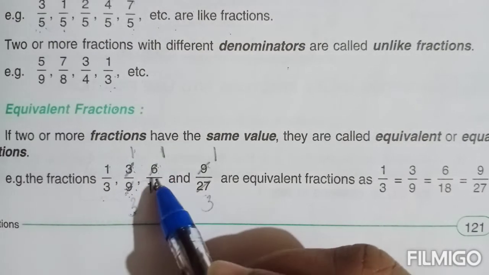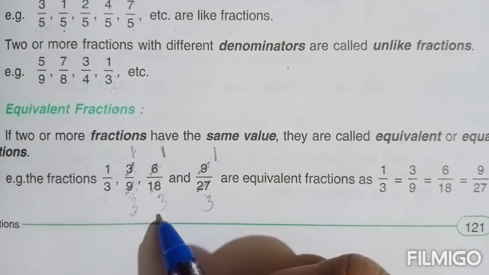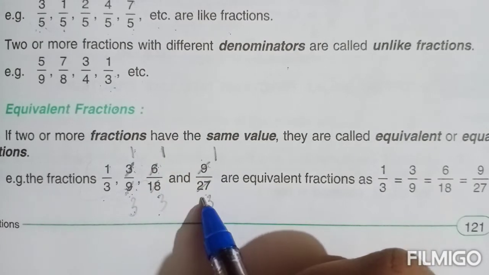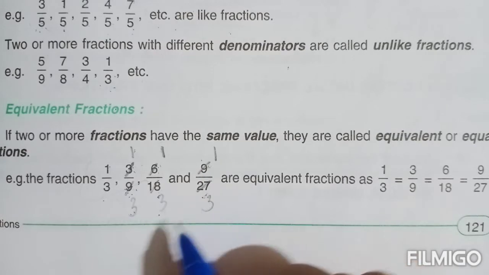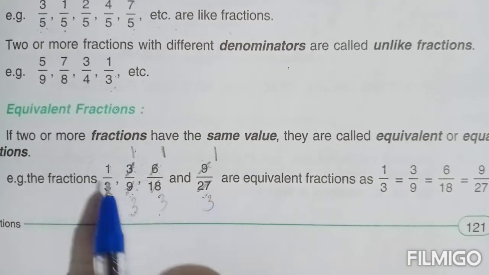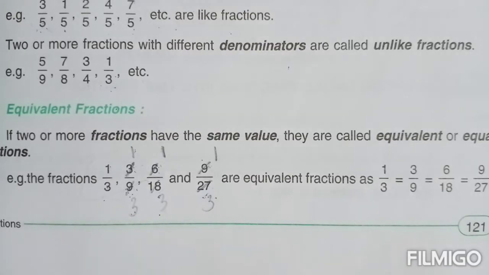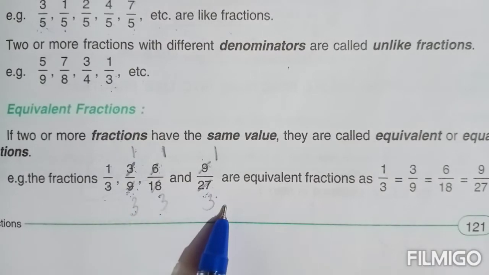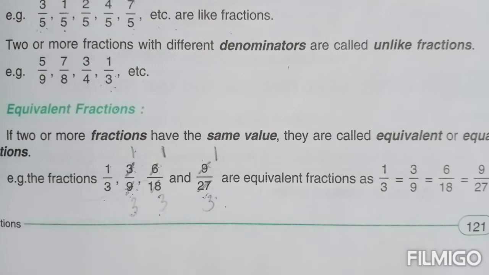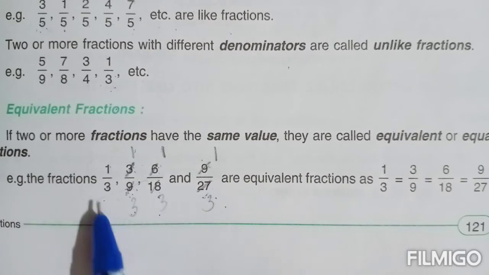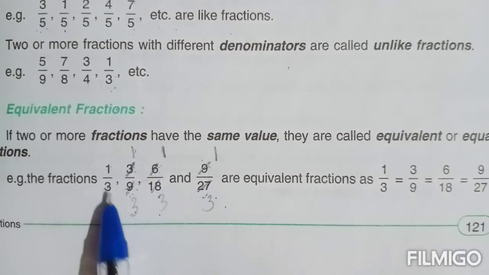Similarly, 6 by 18, when we reduce that, we will get 1 by 3. 9 by 27, when we reduce that, we will get 1 by 3. So the value of all these fractions is actually 1 by 3. Such fractions are called equivalent fractions or equal fractions. The value of all these fractions is the same. On simplifying to the lowest term we will get the same fraction. That's why they are called equivalent fractions.